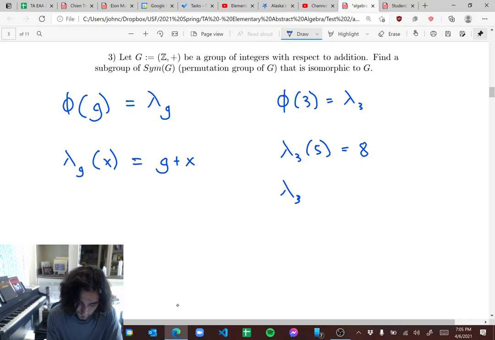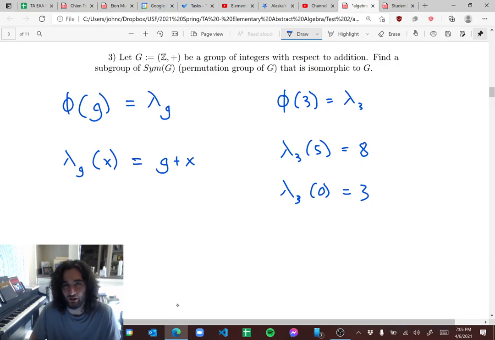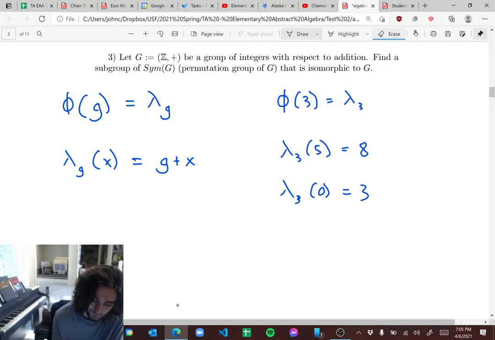It takes in anything, actually, and it just adds 3. So the idea is that this set of lambda g's, or maybe we could say lambda n's if you prefer n for integers, all of these lambda n's together with composition is just like Z in the first place, is isomorphic to Z in the first place. So we've got to talk about how.